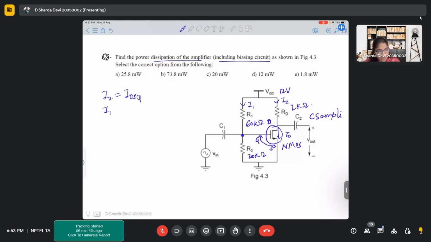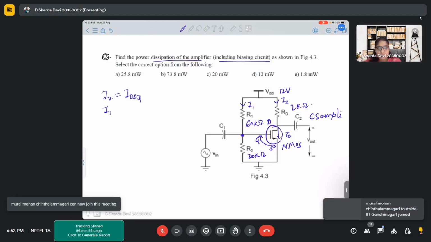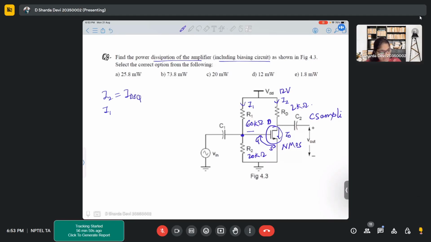And how will we find I1? I1 is VDD over R1 plus R2, because there is no current flowing through this path, so they are in series. I1 is VDD upon R1 plus R2. So we simply have to calculate the values for IDSQ and I1.